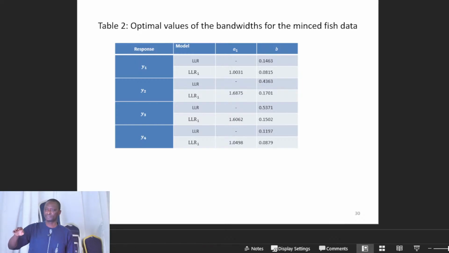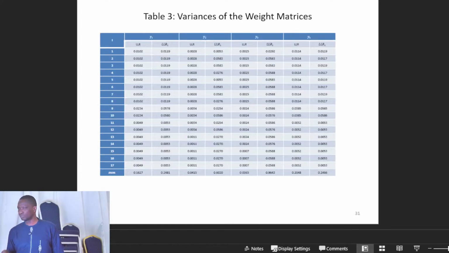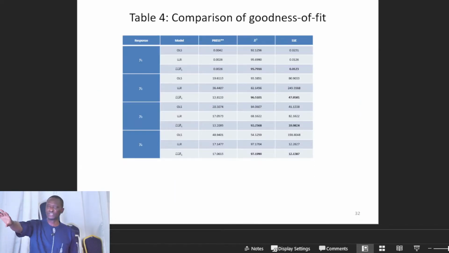Okay, these are the results. This is the problem. It's a multi-response problem. If you look at the result, you discover that the performance of LLRO is better across the 4 responses that are involved in the problem that we try to solve. LLRO goodness of fit is better in terms of SSE, in terms of R-square, and in terms of the prediction error sum of squares.